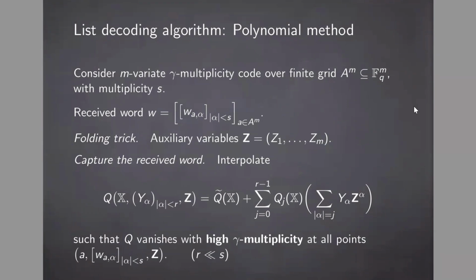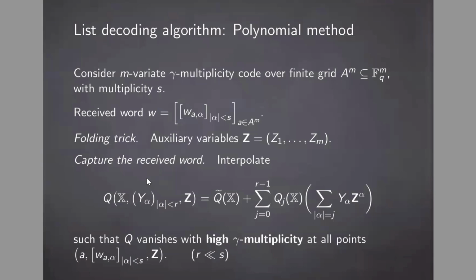So the first step is to capture the received word using a multivariate polynomial called the interpolating polynomial. The structure of this polynomial is linear algebraic in the sense that we have the variables x1 to xm corresponding to the polynomial encoding, the variables y which correspond to the symbols of the received word, and we have these additional variables z1 to zm. The interpolating polynomial is linear in the y variables, which is why we consider this a linear algebraic list decoding algorithm. It turns out to have exactly this form: Q tilde of x plus summation over j of Qj of x times this linear form in the y variables.